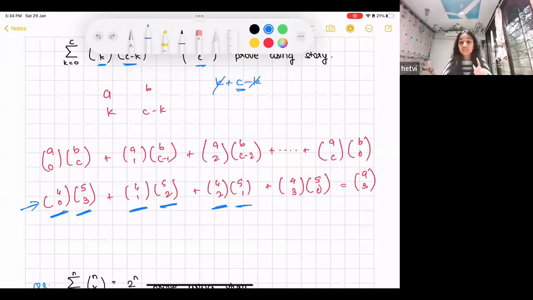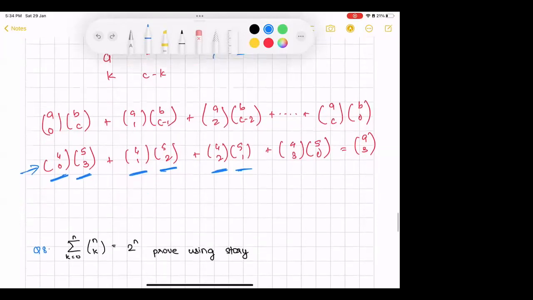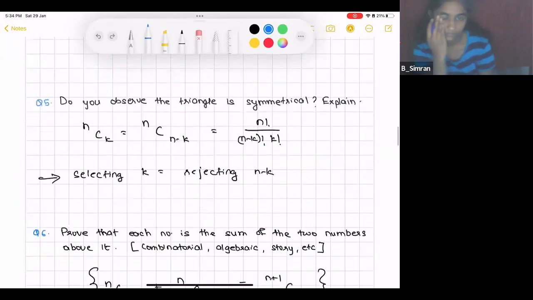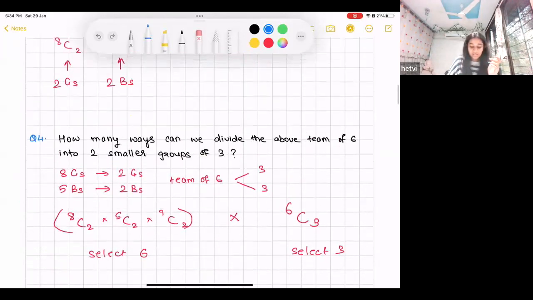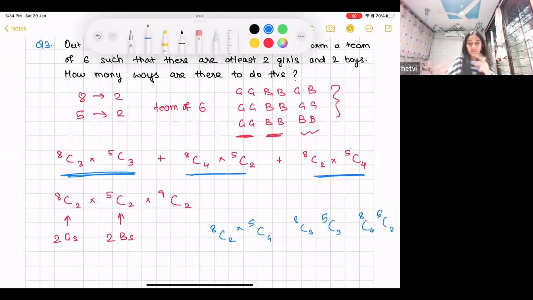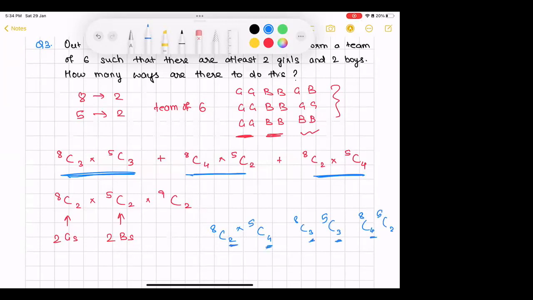Do you remember the very first question we did where there were 8 girls and 5 boys, and we had to make a group of 6 people? Yes. In that case, we did something similar. Look at this. If I write it like this, 8C2 into 5C4, then 8C3, 5C3, and then 8C4, 5C2. It goes in the same ascending descending order: 2, 3, 4, 4, 3, 2.